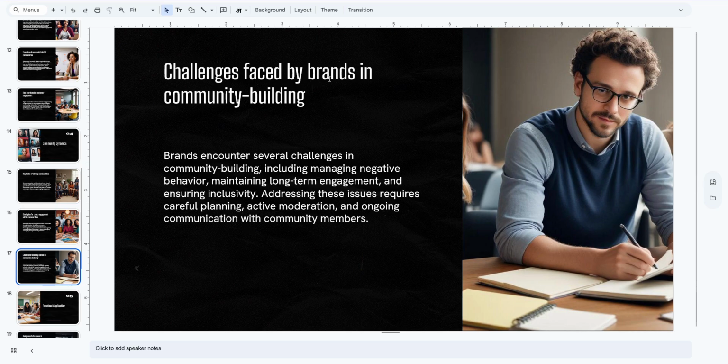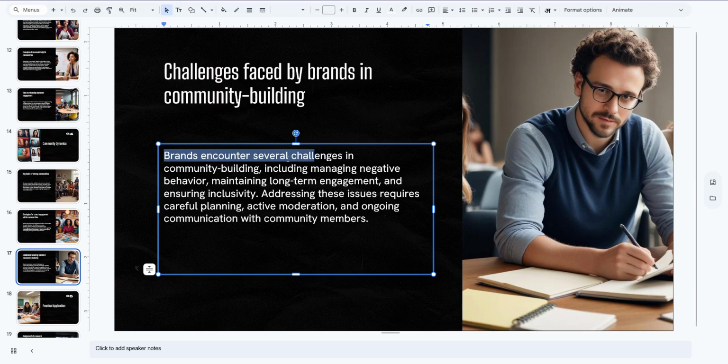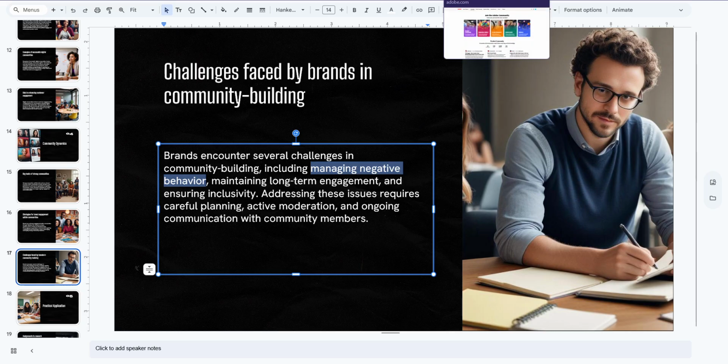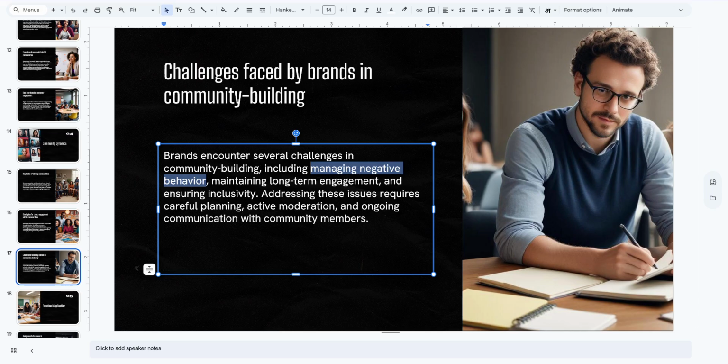So, challenges faced by community building. Brands encounter several challenges in community building, including managing negative behavior. So, everything is not as good as we intend it to be. Every rose has its thorns. So there will be negative behavior. There will be rude people there. So how do they deal with it? And then how do they maintain long-term engagement?